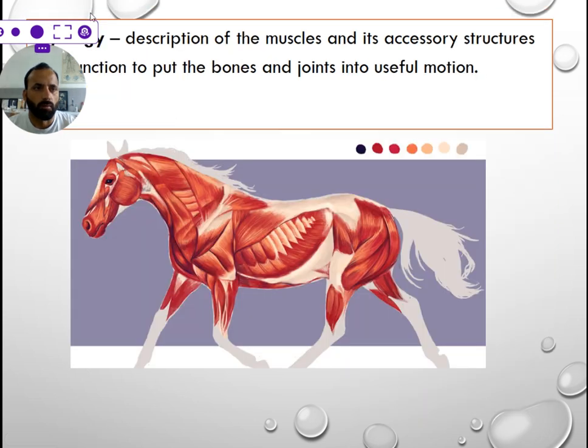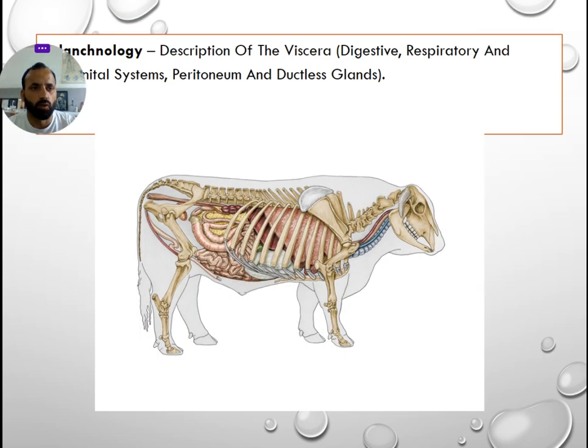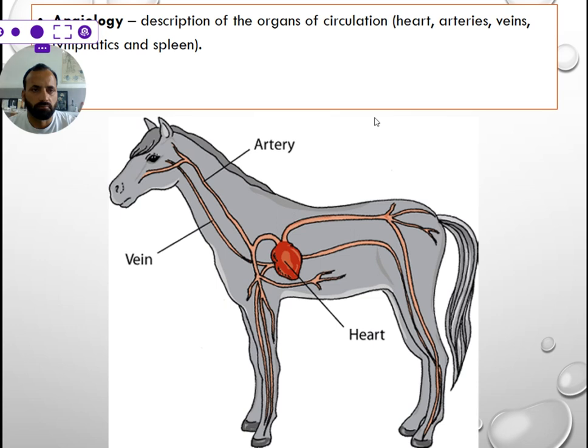Then you have myology. Myology means when you study the muscles of the body of any type of animal or human being. Myology includes not only the muscles but also their accessory structures. You have fascia, and the synovial membrane associated with the muscles, and the study of the muscles, synovial membrane, and even the fascia, you call myology. Then splanchnology, the description of the viscera.